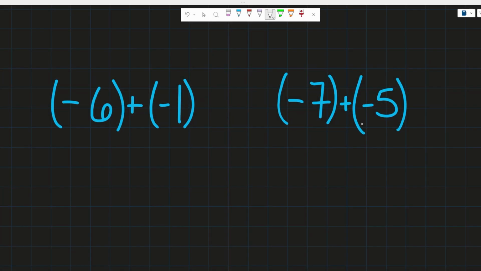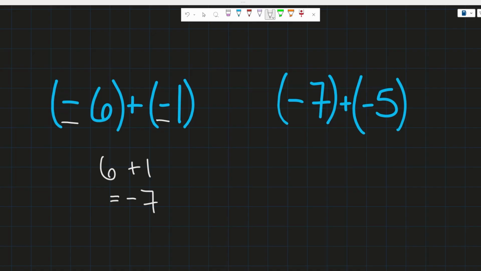And just like magic, here we are. We have two separate problems. Let's look at this first problem. If we look, both of the add-ins have the same sign. They both are negative. So we can do this problem just like the last one. We're just going to look at the numbers. 6 plus 1. We know that that equals 7. And since our add-ins are both negative, we can just attach our negative on in front of it. So negative 6 plus negative 1 is going to equal negative 7.